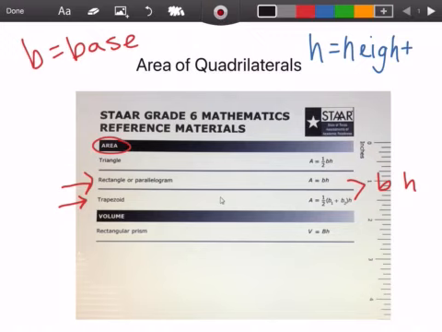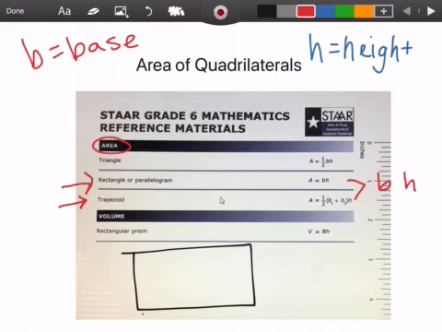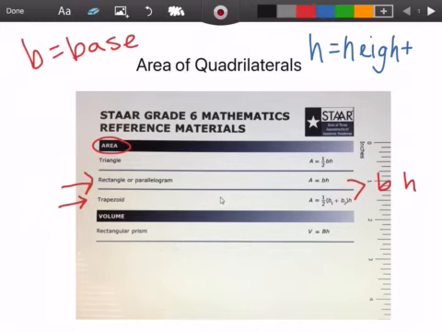So in a rectangle, the base is the bottom of the shape. It's how long that shape is. That's its base. Its height is the width, or the height, how tall it is. All right, pretty straightforward. A lot of people learn the area of a rectangle as the length times the width. Base times height is the exact same thing. Then we have a parallelogram, which is like a slanted rectangle.